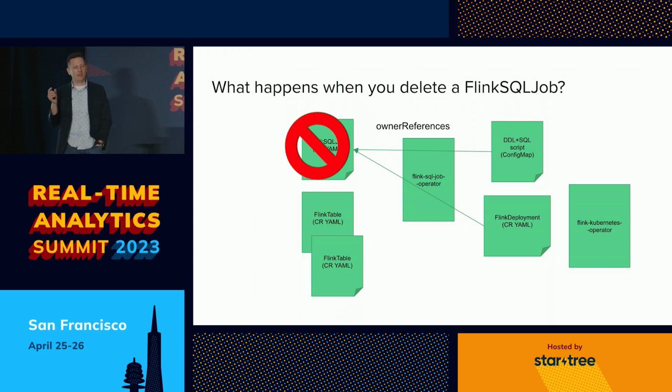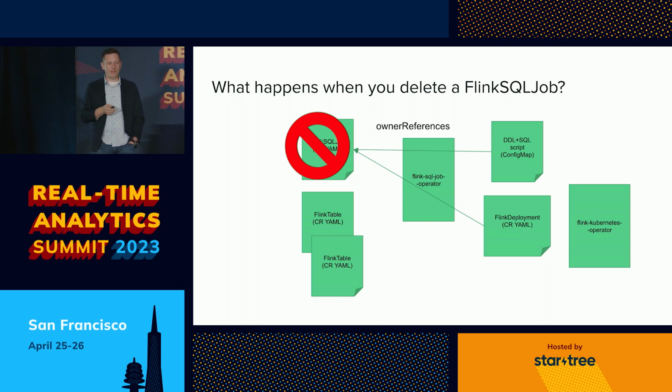On the other hand, if I delete the Flink SQL job, I think it's pretty clear that that means the Flink job should stop and get destroyed. And that sounds like a lot of work for the operator to do, but actually it ends up being extremely simple because Kubernetes natively supports this concept of an owner reference, and we'll talk a lot about this in the next couple of minutes.